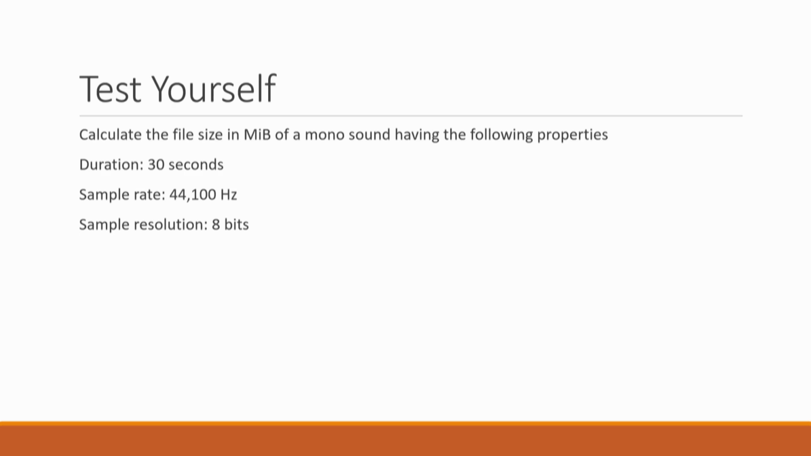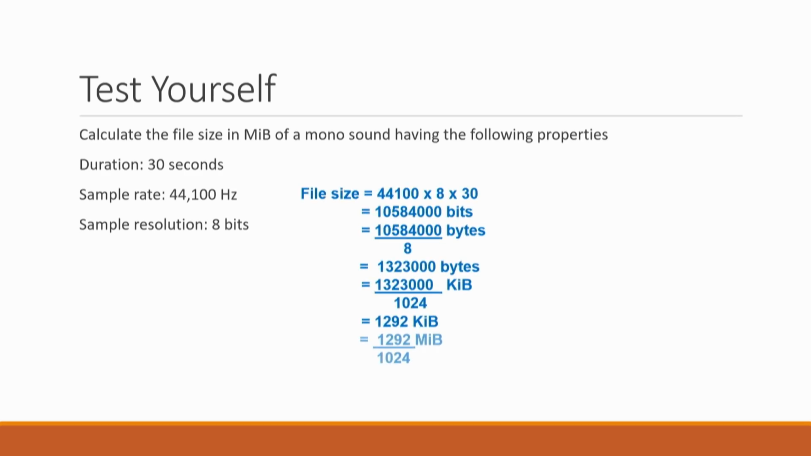Test your understanding with this question. Calculate the file size of a mono sound having the following properties: duration 30 seconds, sample rate 44,100 Hz, and sample resolution of 8 bits. The answer is 1.3 megabytes.